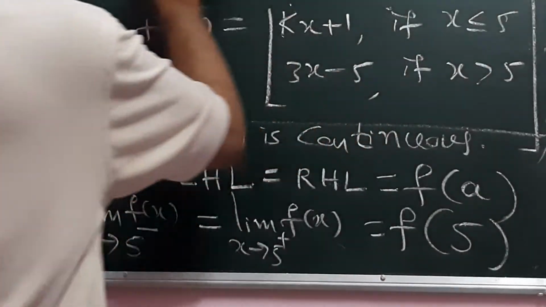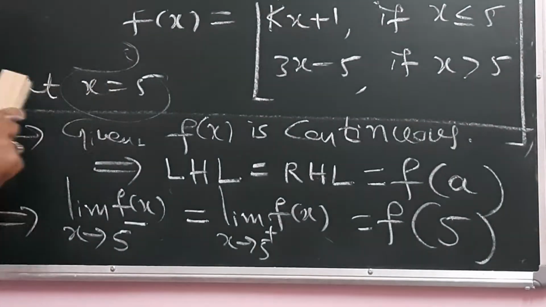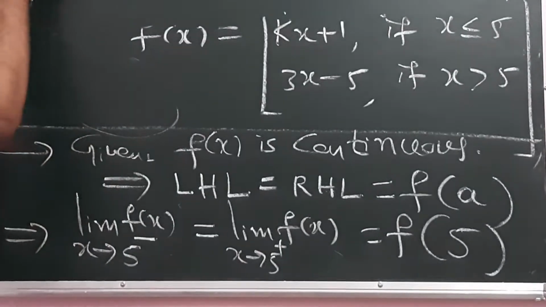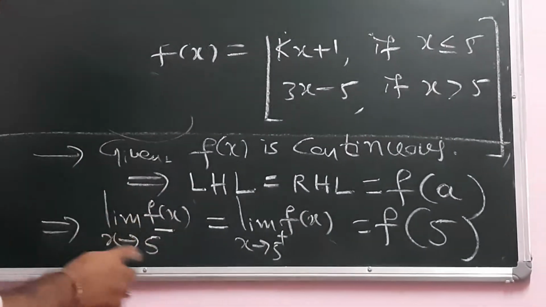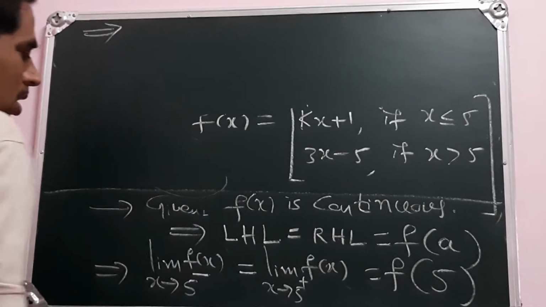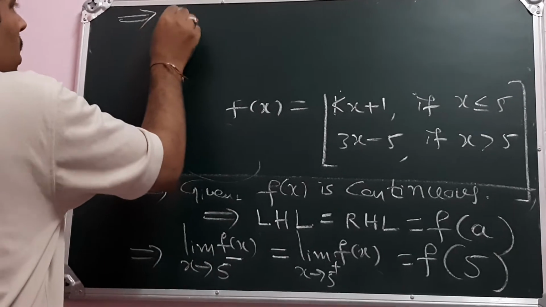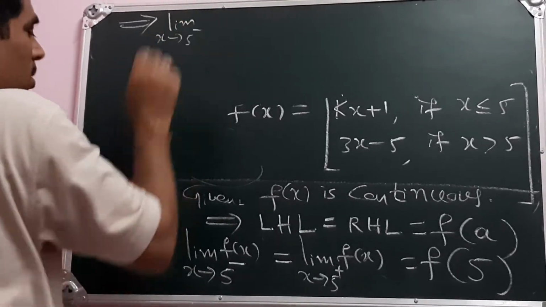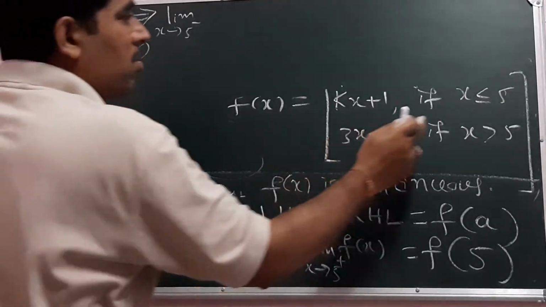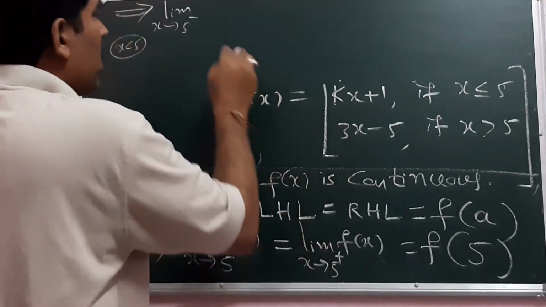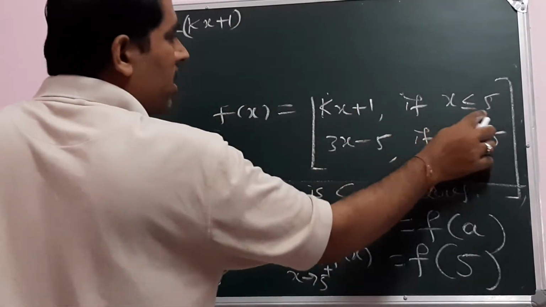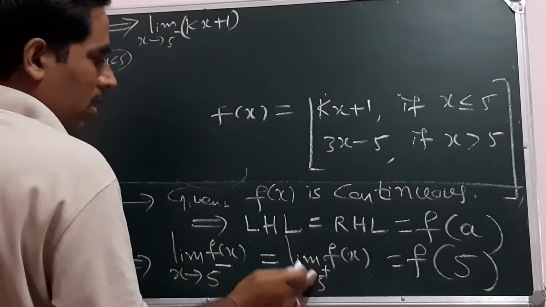Okay. So we will continue here. The given point is x is equal to 5. So this step implies, let us find out this. Limit of f of x as x tends to 5. Here limit x tends to 5 minus. x tends to 5 minus means what? x is less than 5. Then what we have to observe here? x is less than 5 means the function is kx plus 1. This is very, very important. x is less than 5 means we have to write kx plus 1.